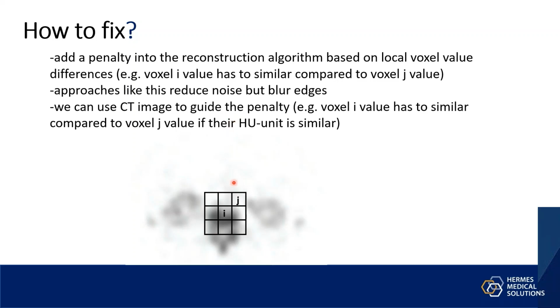penalty. We can use the CT image to tell our penalty algorithm that, okay, in this case, I and J belong to different tissue classes, so we shouldn't assume that their voxel values should be similar. But if we had a voxel in here, then these voxel values belong to the same tissue class, and then they should be similar.